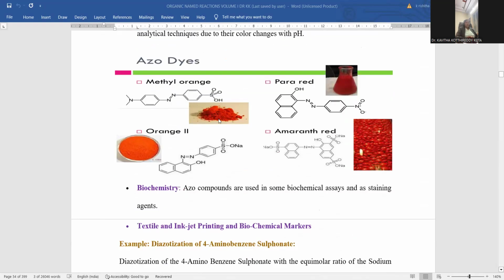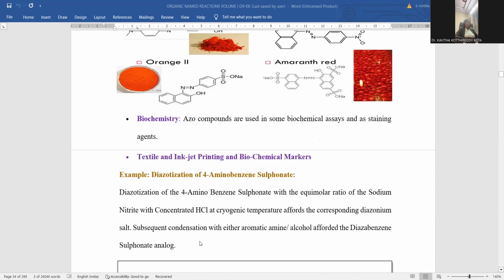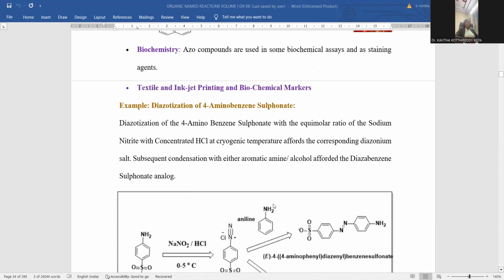If you are taking methyl orange, it is a kind of azo dye. You can notice the orange color, and para red is also a compound where the color changes. That's the reason why they are essential indicators in volumetric analysis. Even in biochemistry, some biochemical assays and staining agents use azo compounds to color substances. They are coloring matter. This is the reason why even in biochemistry you can apply them. Textiles, inkjets, paints, and biochemical markers utilize them.